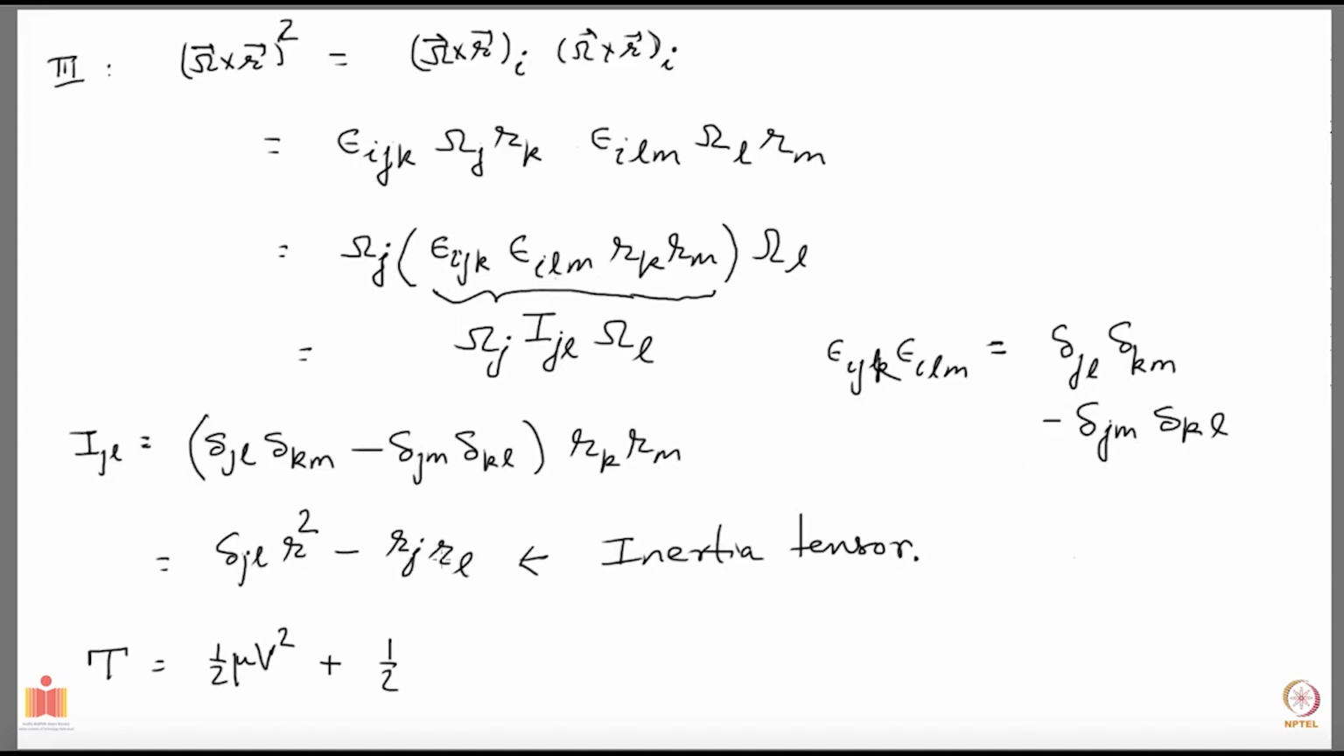So you have half ω_j, then, sorry, maybe I should put a prime here, because the I_jl, the thing which is the inertia tensor, has also a summation over the masses, right? So now this becomes I_jl and ω_l. That's your kinetic energy.